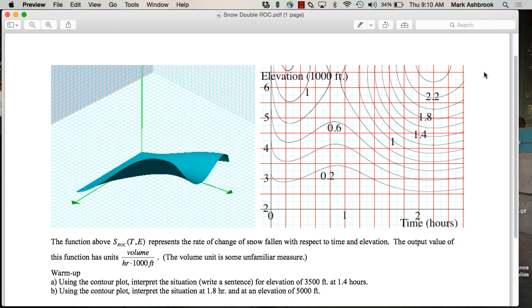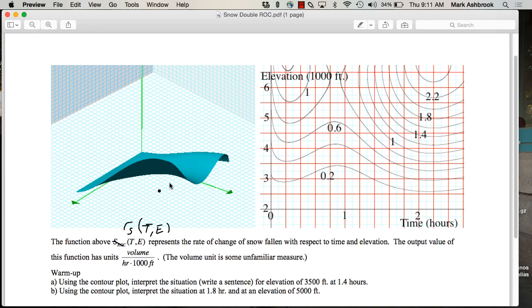Okay, so here's this snow on the mountaintop, and we have snow. The volume of snow is a function of how much time has gone by and what elevation on the mountain you're at. Okay, and so this then is a rate of change function. And I think I should have been better off calling it R sub S of T and E.